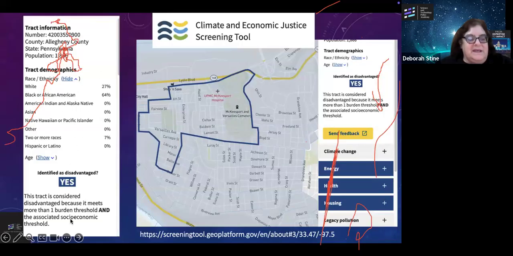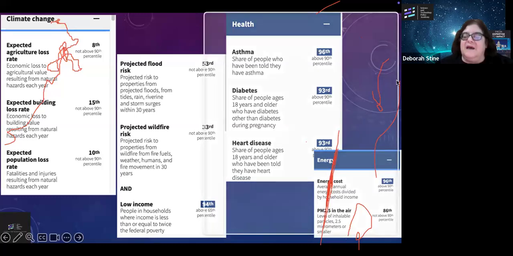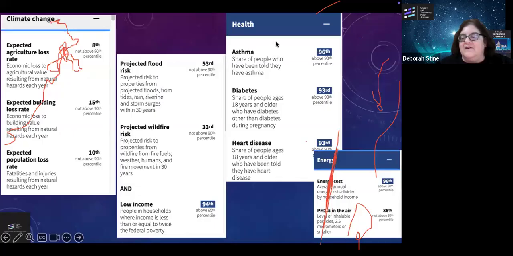So this, for example, is race and ethnicity. And then it will tell you all these climate-related things in terms of agriculture loss, building loss, population loss, flood risk, wildfire. And you'll see here for low income, where the income is less than or equal to twice the federal poverty level, it's the 94th percentile. And then there are health issues like asthma, diabetes, and heart disease, and also things like energy cost.